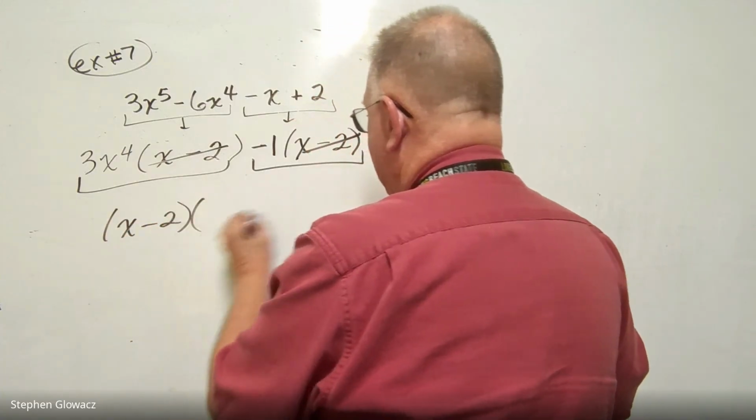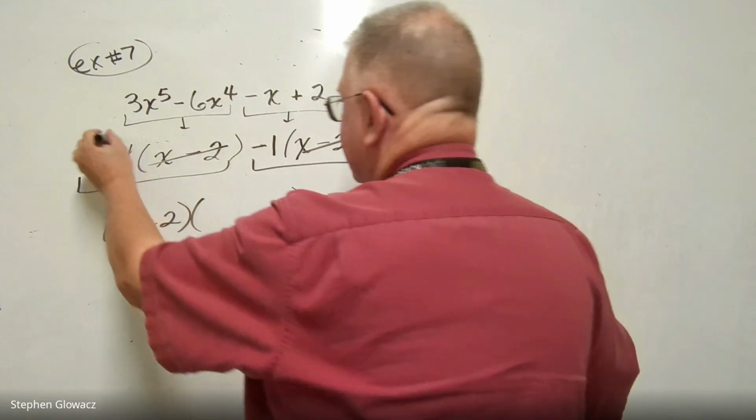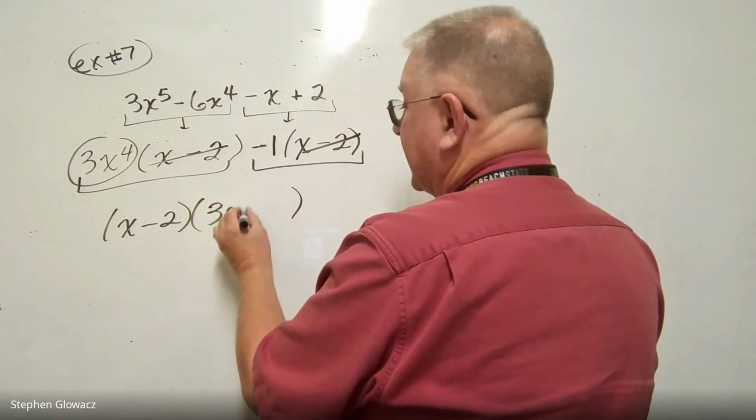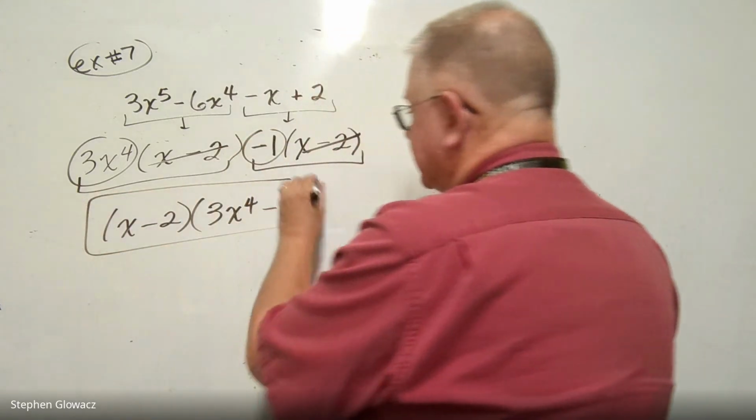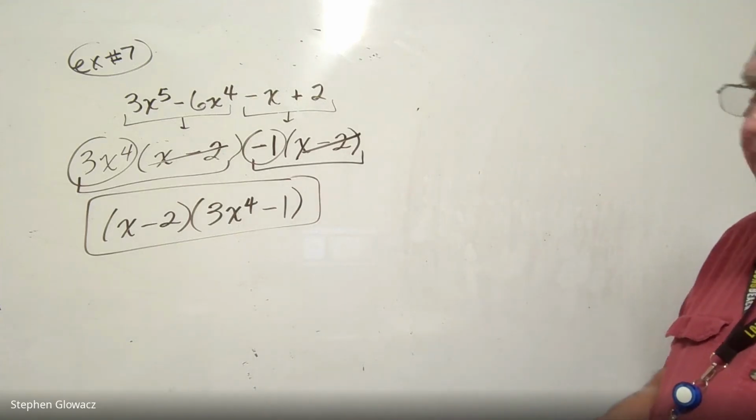So we factor that out, and then what remains here is just 3x to the 4th, and then here a minus 1, and then that's it. That's all you do. That's factoring by grouping.